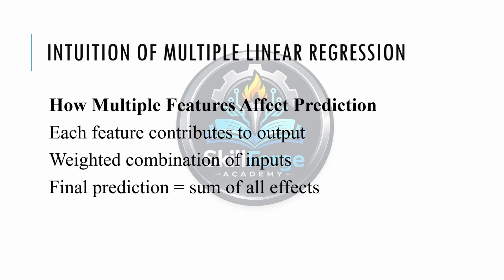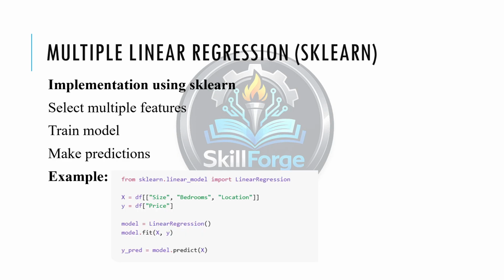Now let's understand the intuition behind multiple linear regression. Each input feature contributes to the final prediction. For example, in house price prediction, size increases price, number of bedrooms affects price, and location also plays a very important role. Each feature has a weight which tells us how important it is. The model combines all these effects to produce the final prediction. So instead of relying on one factor, we use multiple factors to make better and more accurate predictions. Okay, so moving on to the next slide.